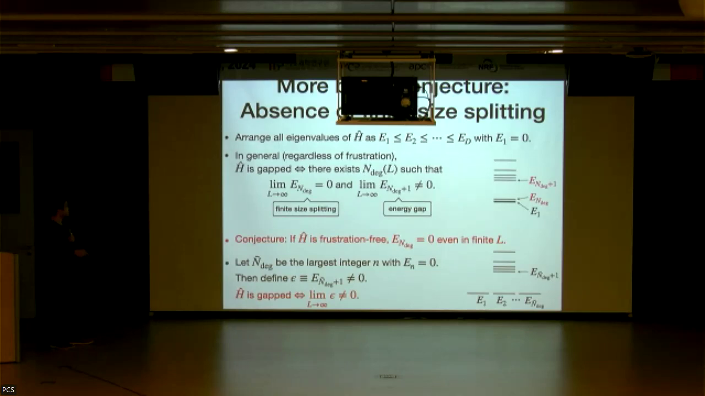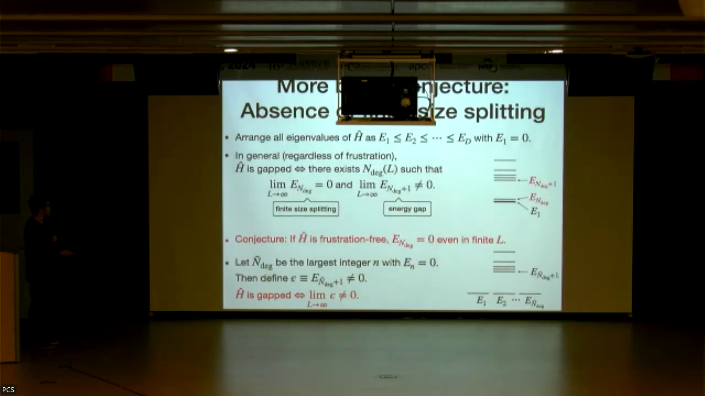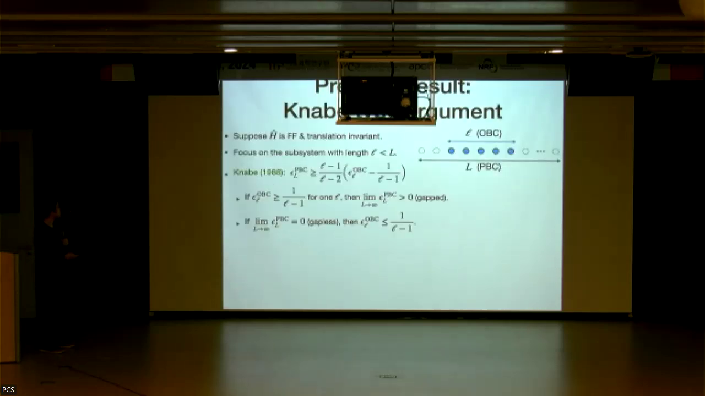But in frustration-free systems, I found that this finite size splitting of ground state levels is actually absent even before taking the thermodynamic limit. And this is a common feature in many examples. For these models, I would usually expect some kind of splitting, but it is absent. And it implies that when I judge whether a given Hamiltonian is gapless or not in frustration-free systems, what I have to do is to look at the first level whose energy is non-zero and see if this goes to 0 or not. So this simple criterion will tell me whether the system is gapless or not in the frustration-free case. Okay. And maybe I don't have time to explain this.